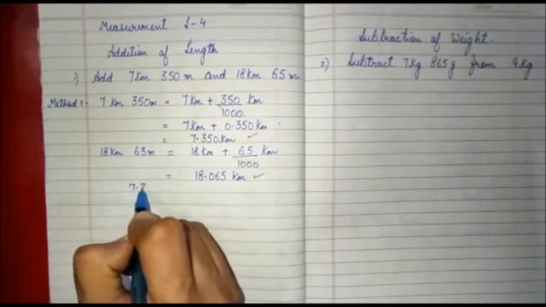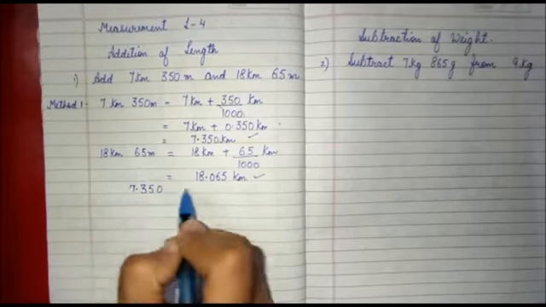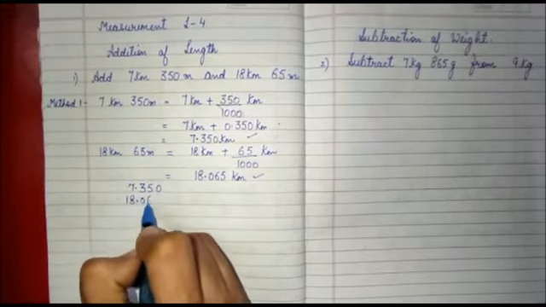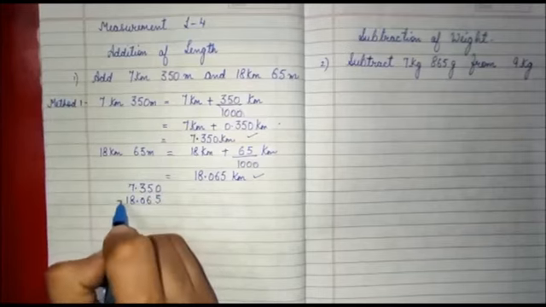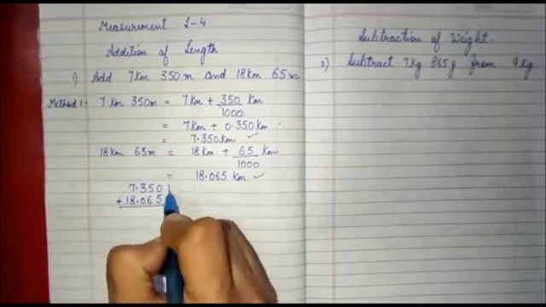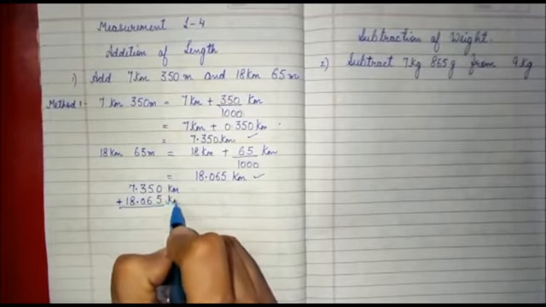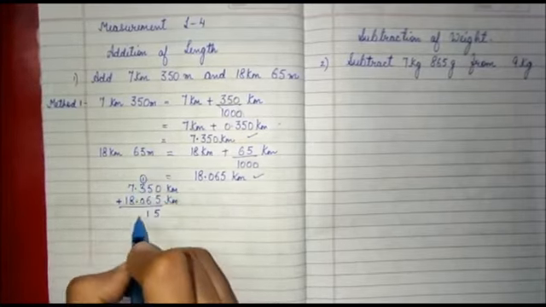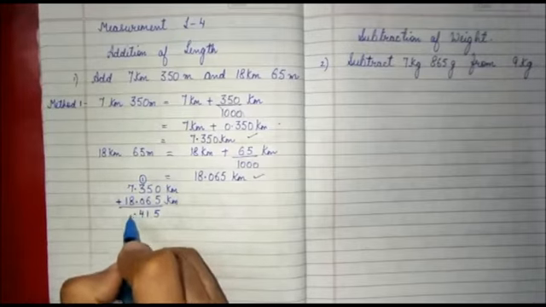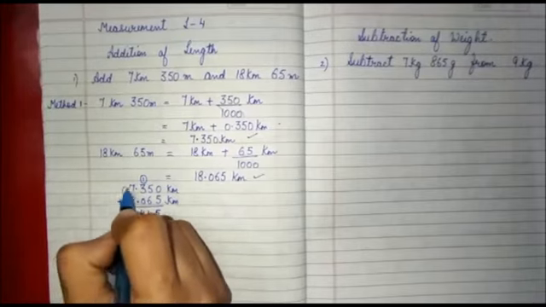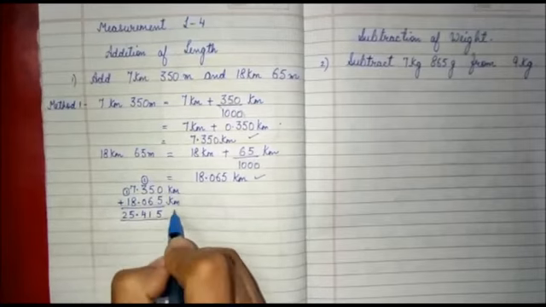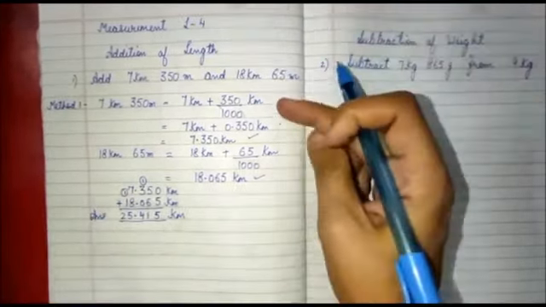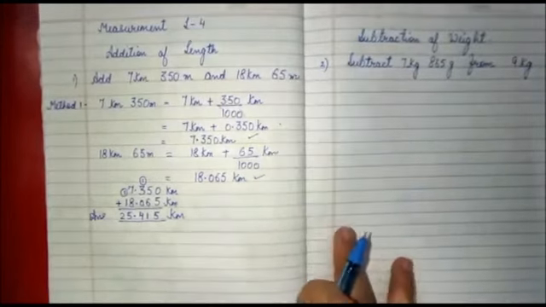So it is 7.350 and the other one is 18.065. So let's add them. Now adding is very easy. It will give me 5 here, it will give me 11, 1 will be carry forward and 4 and 7 and 8 will give me 15 and this is your final answer. This is one of the methods, first converting them into higher unit, then adding.